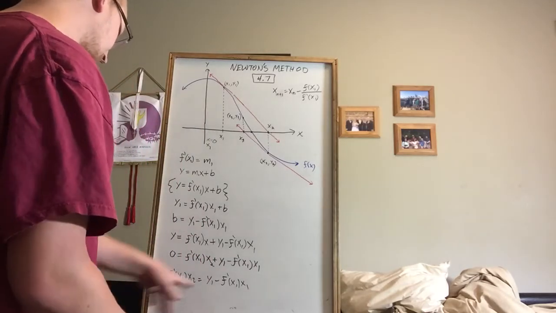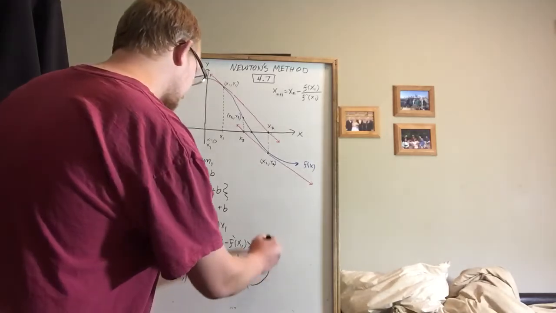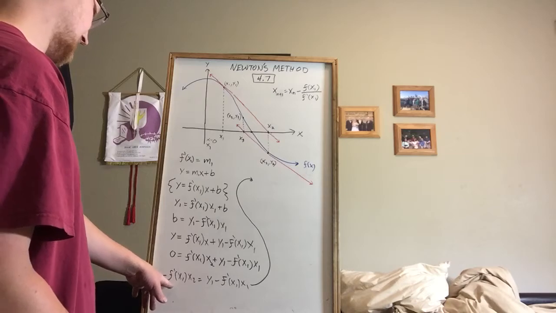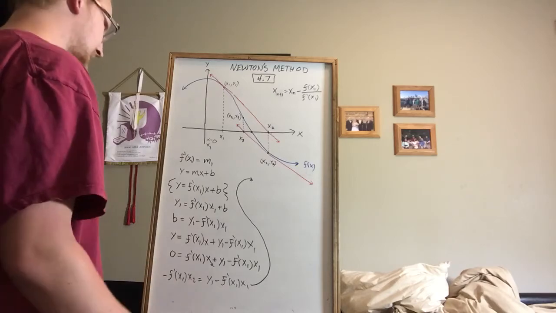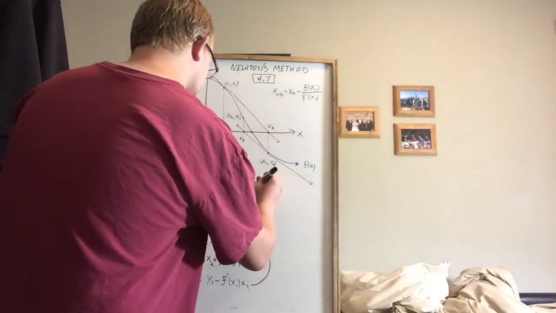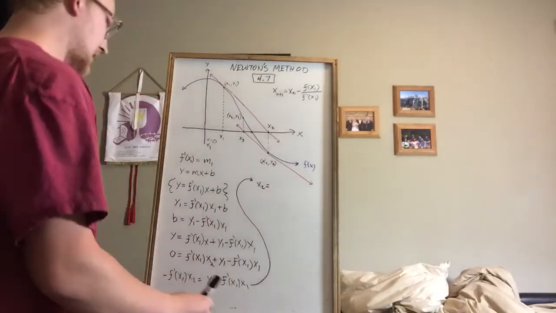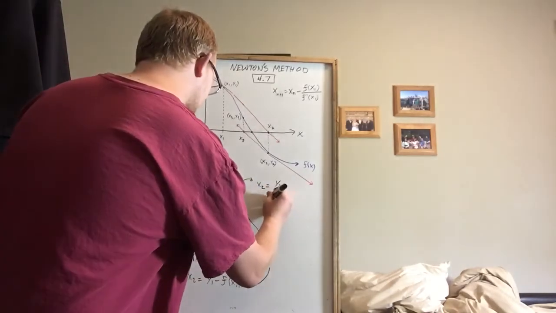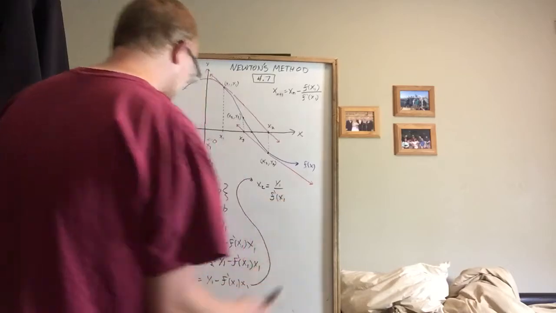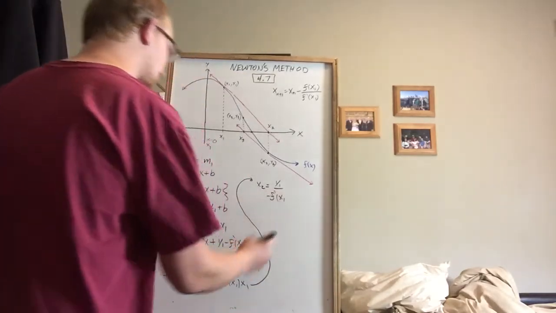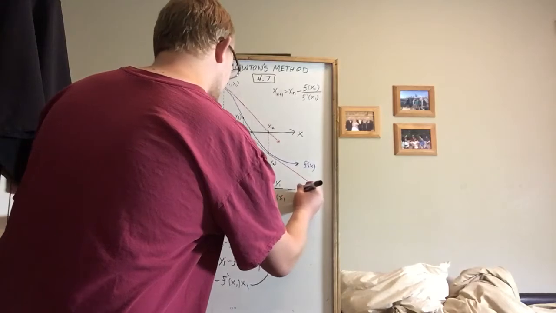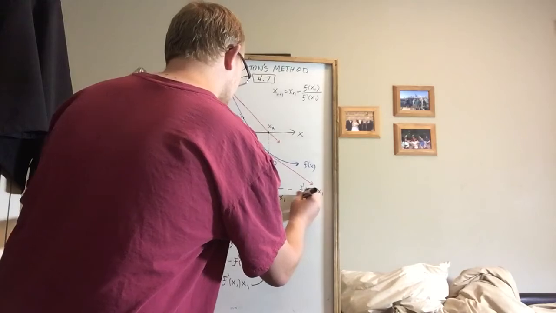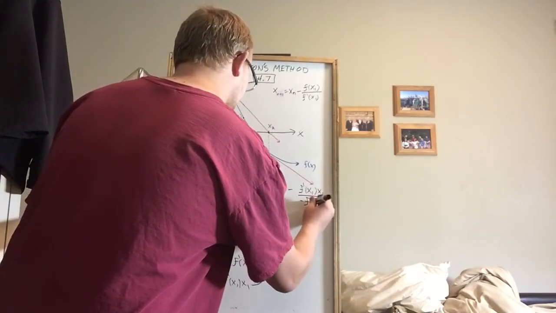Alright, so we've gotten to this point. I'm going to move up here. And why don't we divide by this negative f prime of x1? That way we get x2 alone. So x2 is equal to, now we have y1 divided by f prime of x1. And by the way, that's a minus f prime of x1. And then we're subtracting f prime of x1 times x1 divided by negative f prime of x1.